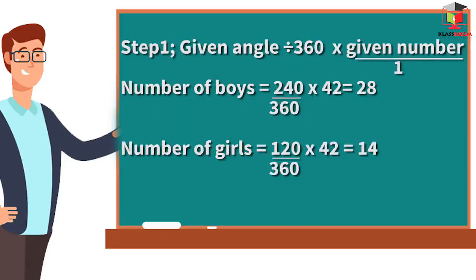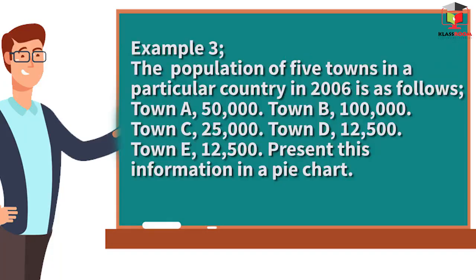Step 1, given angle divided by 360 times given number over 1. 1, number of boys: 240 over 360 multiplied by 42. That gives us 28. 2, number of girls. The angle for girls was 120, so you put that over 360 times 42. The result is 14.